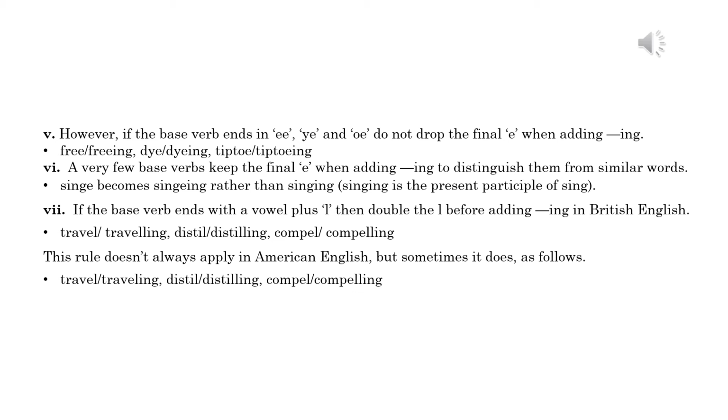7. If the base verb ends with a vowel plus L, then double the L before adding ing in British English. Travel, travelling, distill, distilling, compel, compelling. This rule doesn't always apply in American English, but sometimes it does, as follows. Travel becomes travelling with one L. Distill becomes distilling with two L's. Compel becomes compelling with two L's.